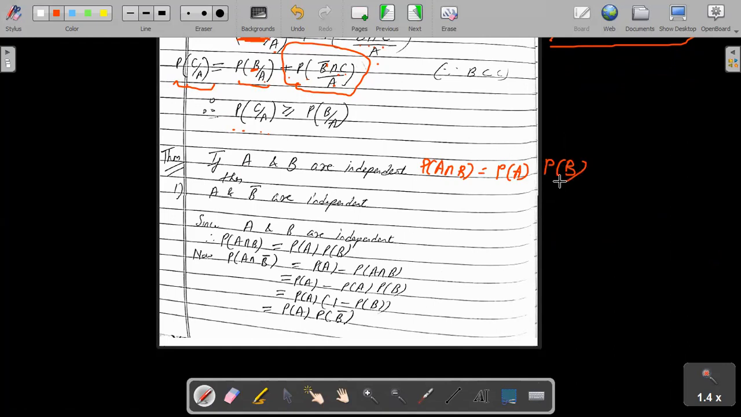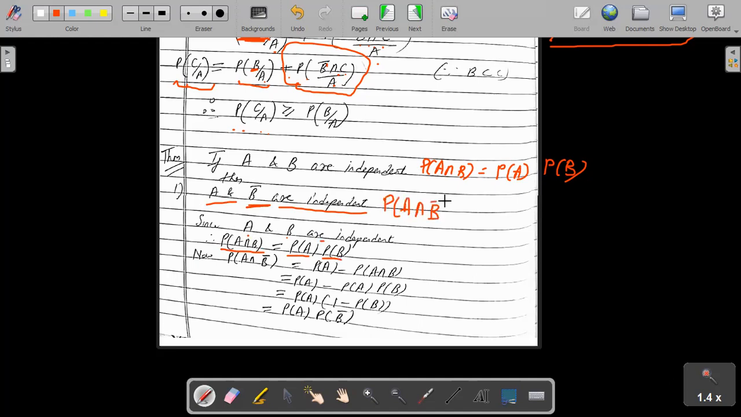So A and B are independent events. Then what you have to show, first part is A and B bar are also independent, right? So just let us apply the definition. Now since A and B are independent, therefore probability of A intersection B is equal to probability of A into probability of B. So हमें क्या show करना है, A and B bar are also independent.